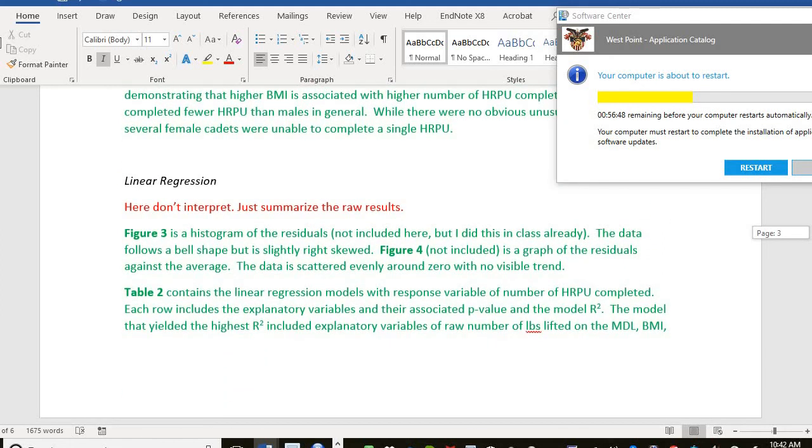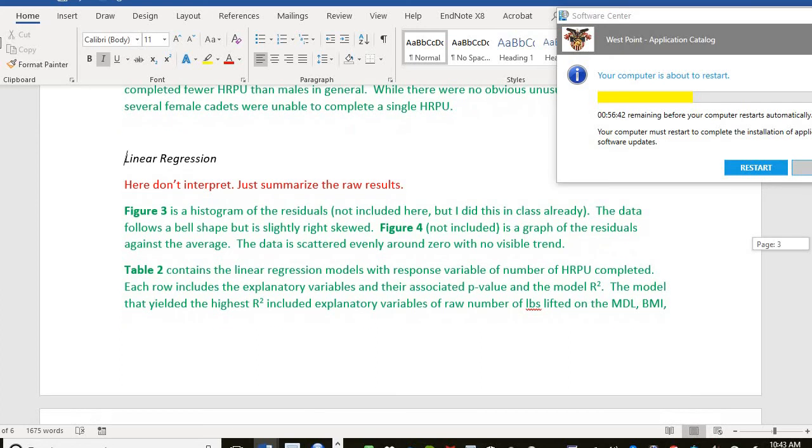Linear regression. Don't interpret. This is just the results. And so I list up the results, and I told you that I didn't include this. I'm going to probably have this in your November 5th class, the next week, where you see some of the residuals and those things, and this will make more sense then.